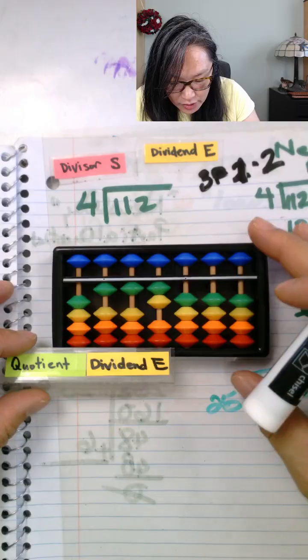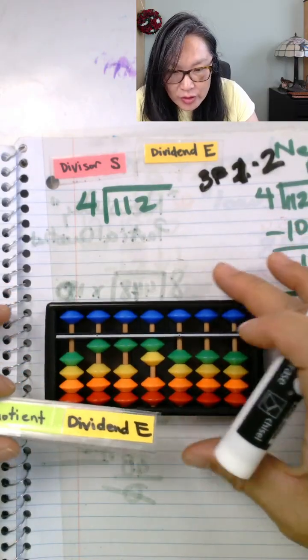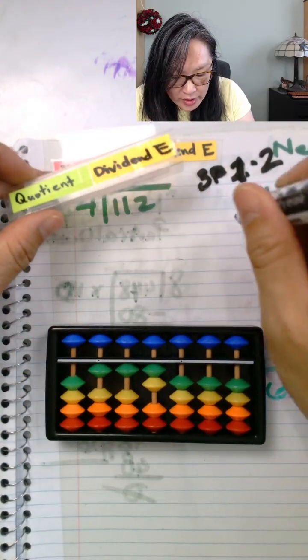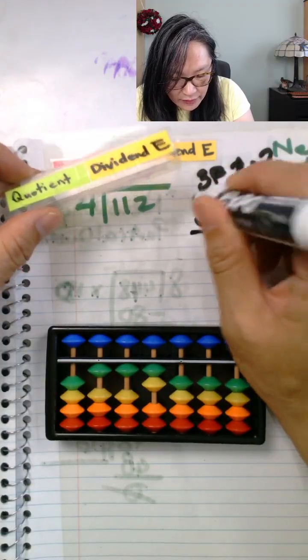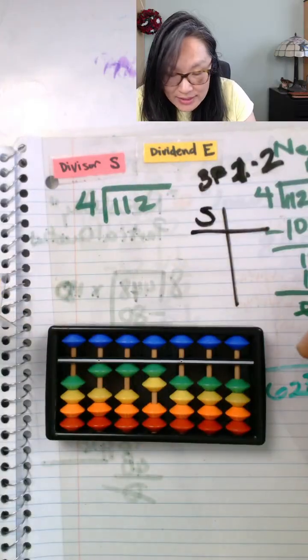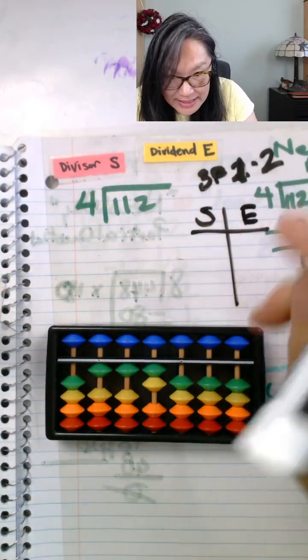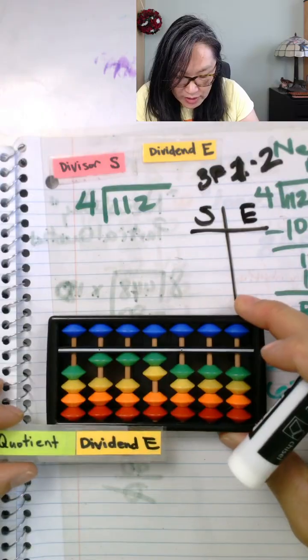So then the first thing we're going to do is we're going to understand we have to do a comparison. When we're doing a comparison, we have our divisor, I labeled it as S, and our dividend, I labeled it as E. So what we're going to do is we're going to compare.